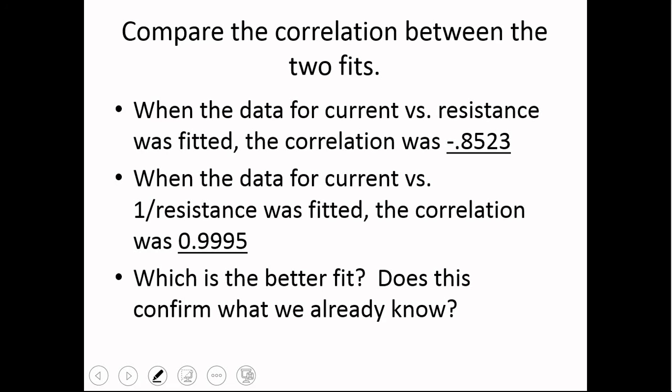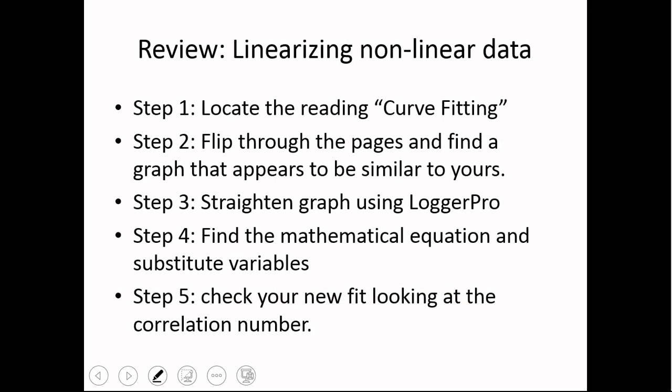So I already did this, but when the data for the current versus resistance was fitted, the correlation was -0.85. For 1 over resistance it is 0.9995, and of course the 1 over resistance is a better fit, and it does confirm what we know in reality. It should confirm what you see, but again, it's a statistic to help you with that.